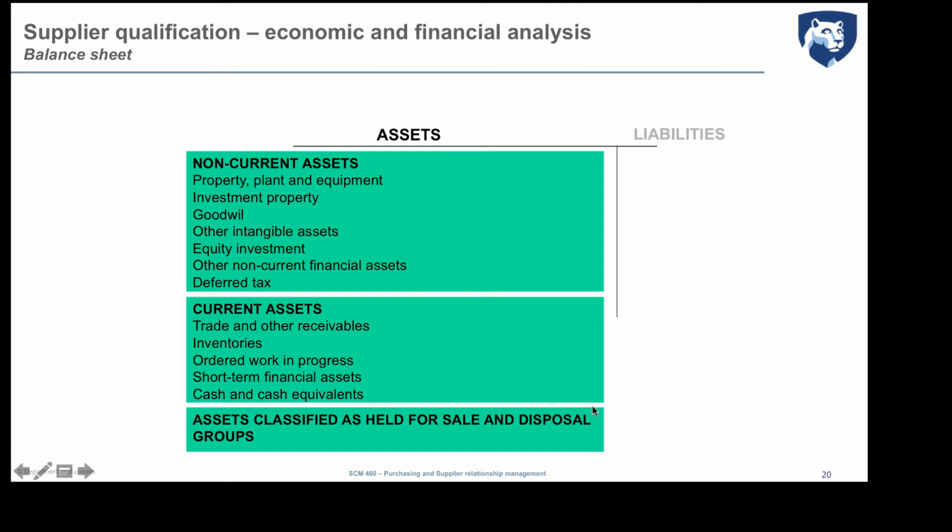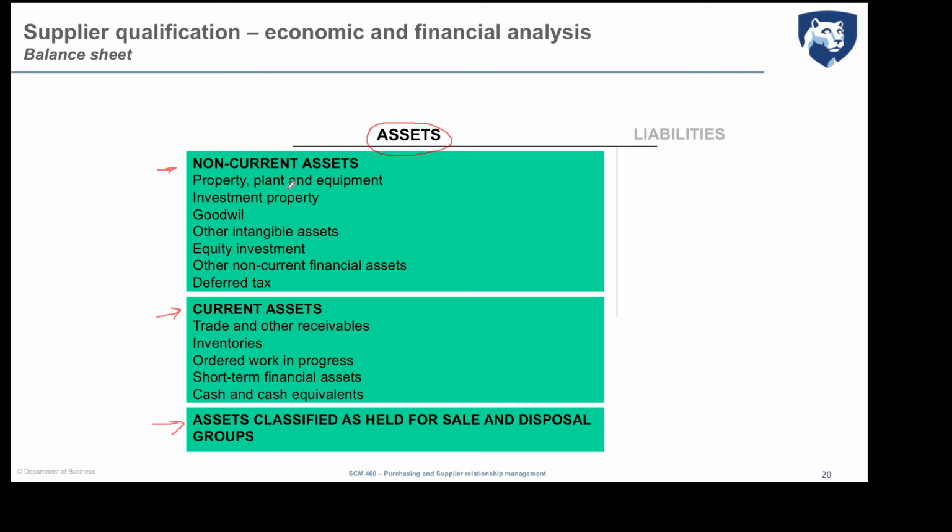The balance sheet is made of two big sections. Assets, which are all the activities, all the properties that are owned by the company. They are the core of the company and through them the company executes its processes. They are distinguished between current assets, non-current assets, and assets classified as held for sale and disposal.